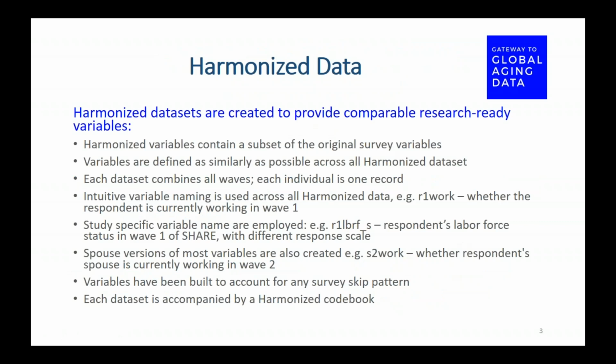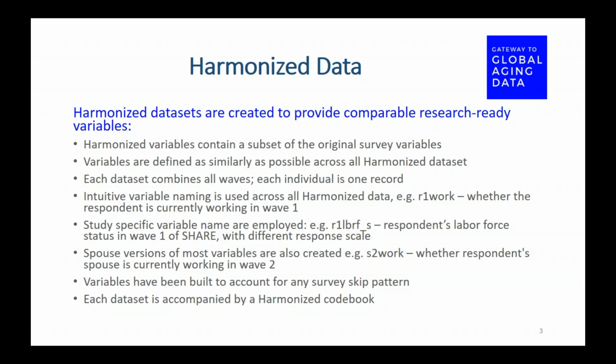So let me first introduce harmonized data if you're not familiar. Harmonized data sets are produced by the Gateway to Global Aging Data, and they're created to provide comparable and research-ready variables. What that means is that harmonized data sets contain a subset of the original survey variables. So it certainly doesn't have everything; for instance, the harmonized SHARE does not have every variable that's contained in SHARE. We really try to focus on those variables which are most frequently used by researchers and are most comparable across the international family of health and retirement surveys, those SHARE sister surveys.